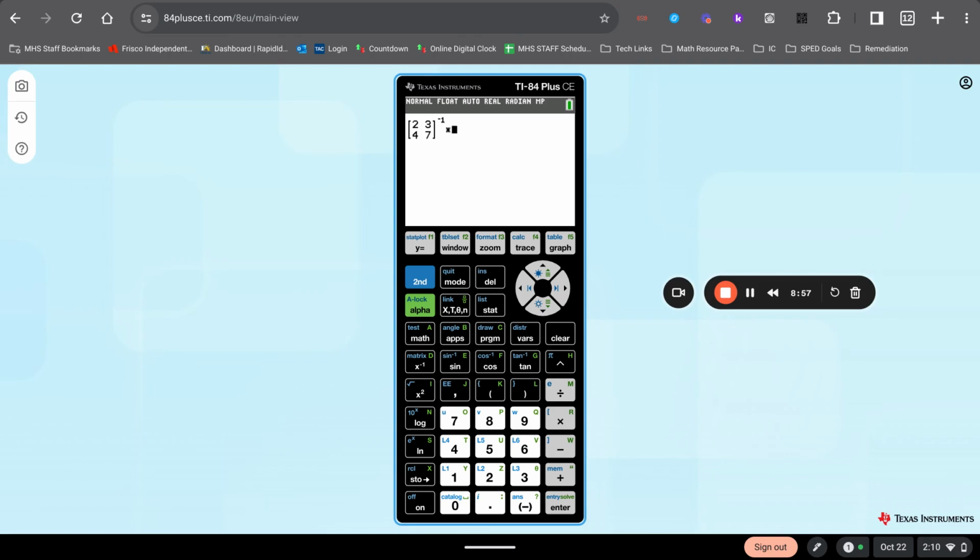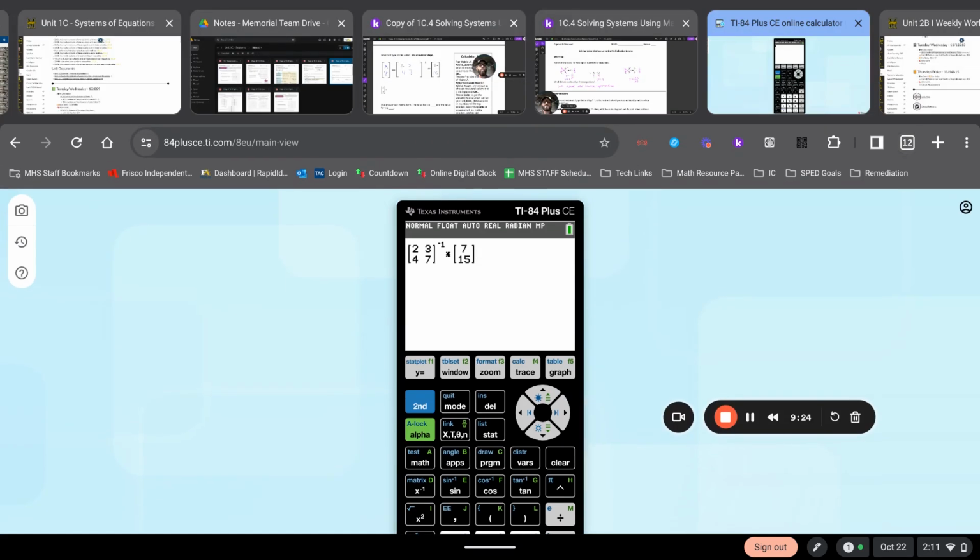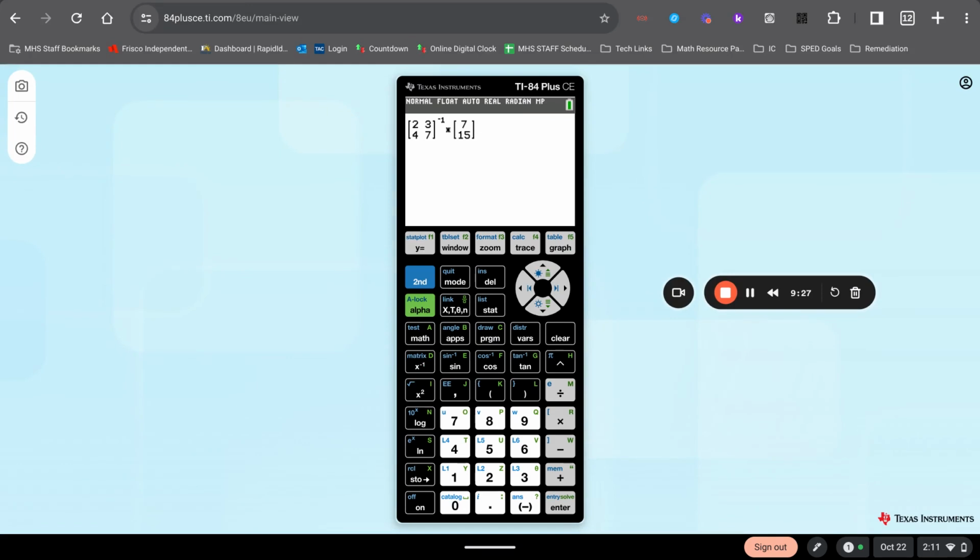And then remember, I am multiplying this by my constants matrix. So I'm going to hit times, and then I'm going to create another matrix. So alpha, zoom, and this time I want a matrix that is 2 rows by 1 column, and hit enter. And of course, once again, type in my numbers, so 7 and 15. Just want to check, make sure we are all good to go. 7 and 15 is correct. Okay, so now once I have everything correct, I just hit enter, and then lickety-split, your calculator will have that answer popped out for you, the matrix 2, 1.